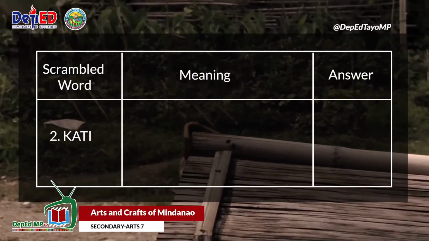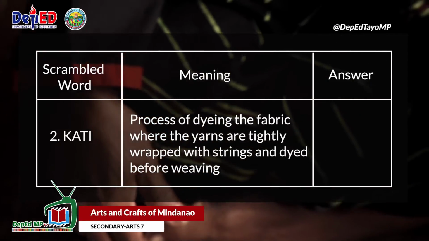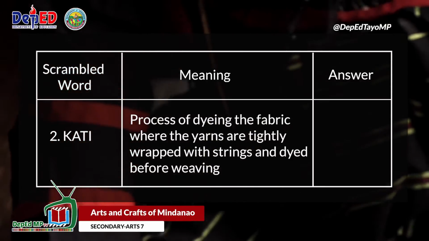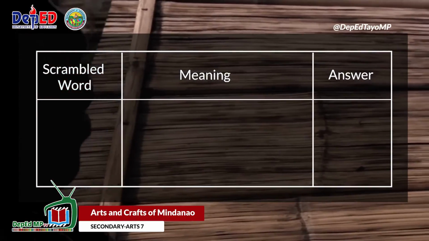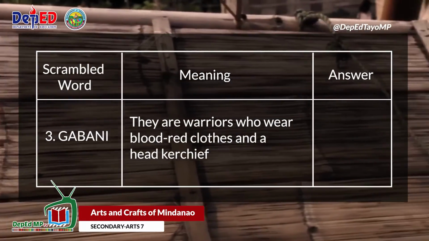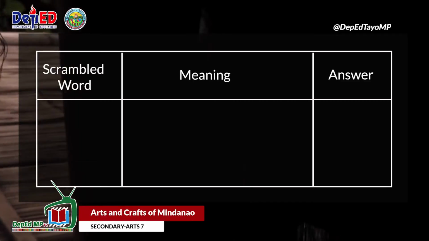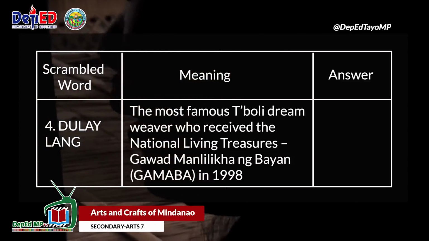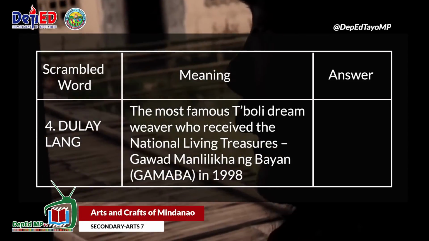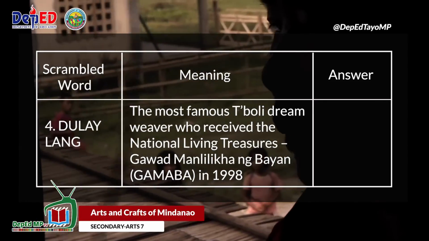Number 2, Kati, process of dyeing the fabric where the yarns are tightly wrapped with strings and dyed before weaving. Number 3, Gabani. They are warriors who wear blood-red cloth and a head kerchief. Number 4, Dulay Lang, the most famous Tibuli dream weaver who received the National Living Treasures Gawad Manlilikha ng Bayan or Gamaba in the year 1998.